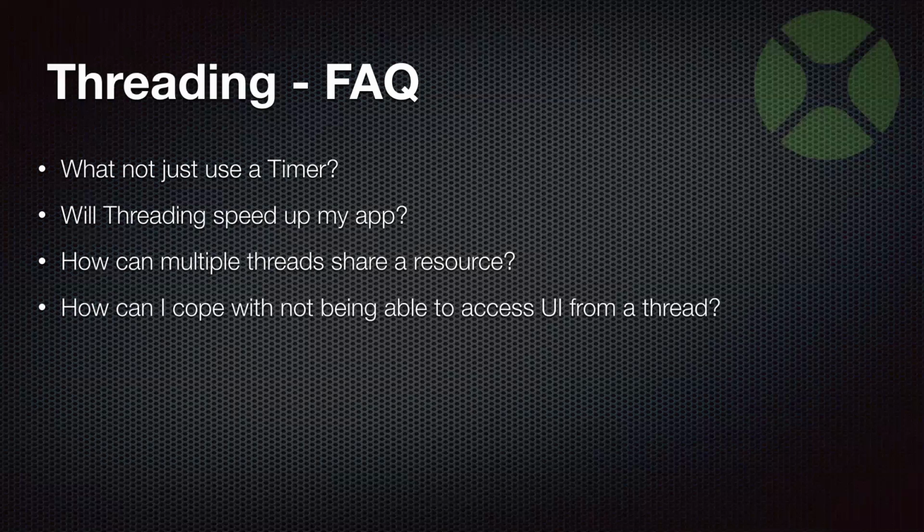And I mentioned before that threads cannot access the user interface. So how do you cope with that? And we'll look at some examples, techniques that you can do that. You can kind of do the reverse. So rather than the thread talking to the UI, the UI is going to talk to the thread.